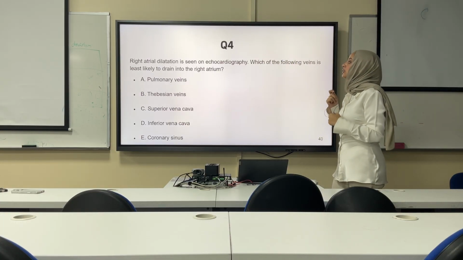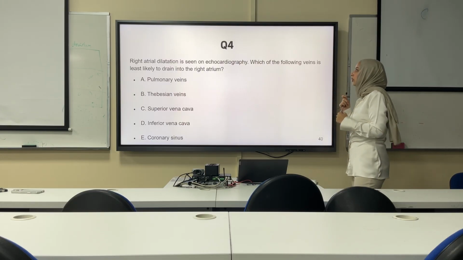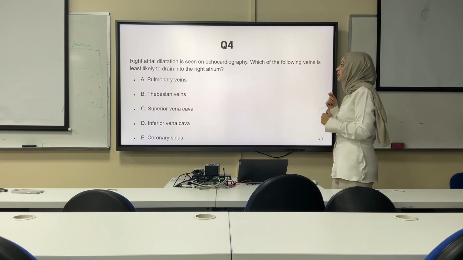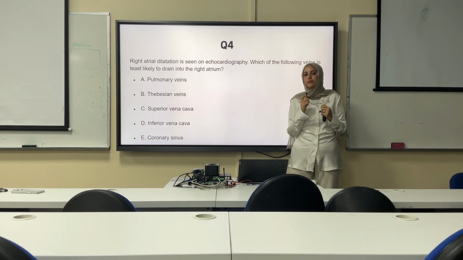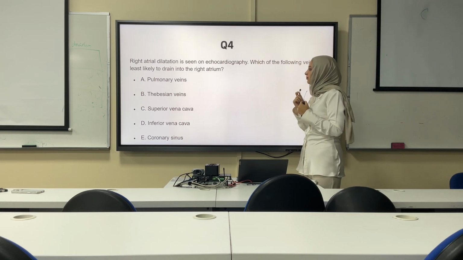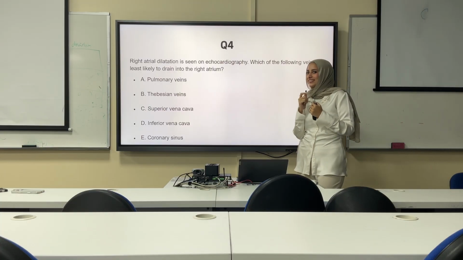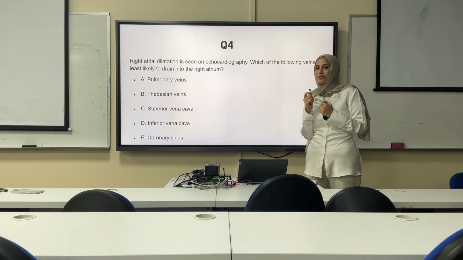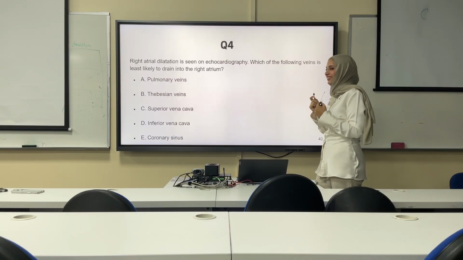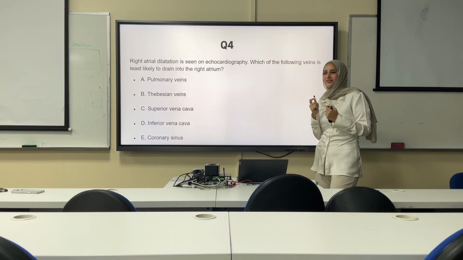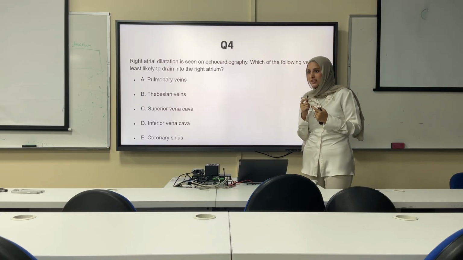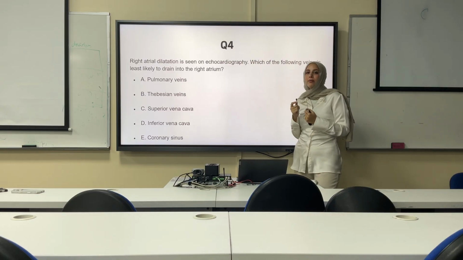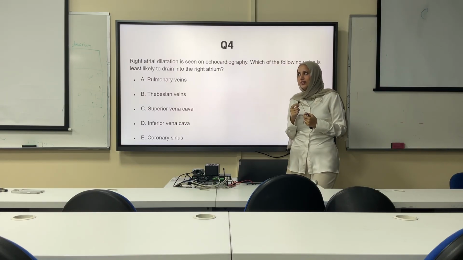Right atrial dilation is seen on echocardiography. Which of the following veins is least likely to drain into the right atrium? No, let me try again. Don't feel bad, I made the same mistake. Pulmonary veins. Why? Because I saw Thebesian veins, and I was like, what is that? Of course, that's the answer. I've never heard of it.